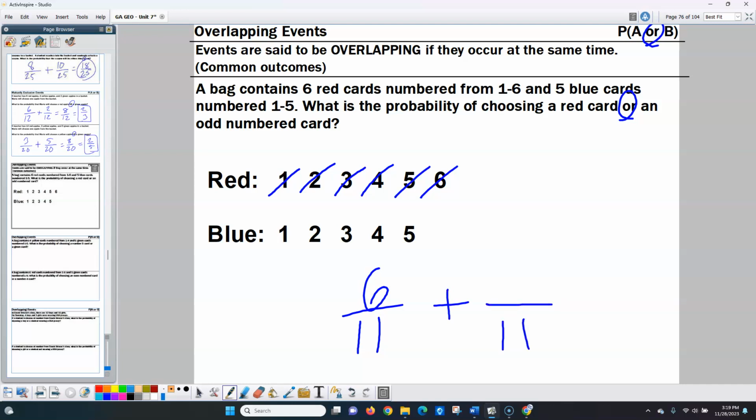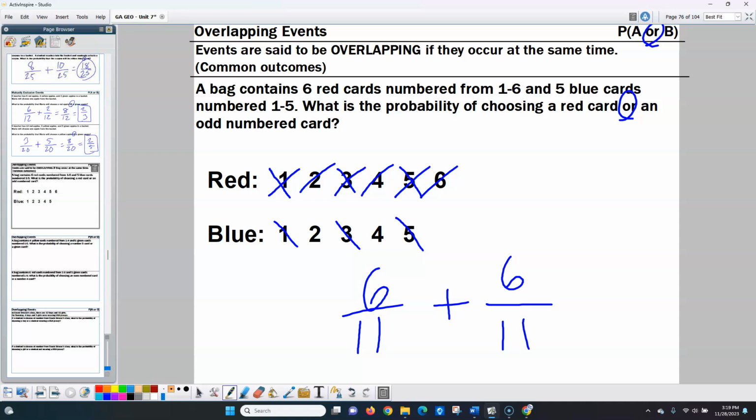An odd numbered card. Well, how many odd number cards I got? Notice how I draw this. Notice how I write this. 1 odd number, 2 odd number, 3 odd number, 4 odd number, 5 odd number, 6 odd numbers. That's 6 odd number cards. What do you notice?